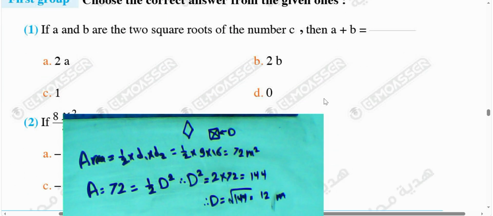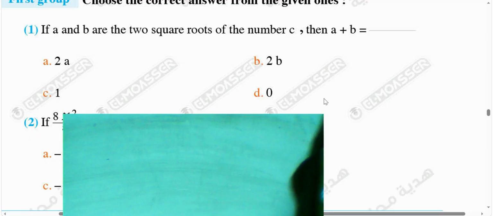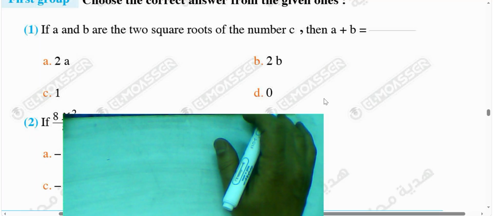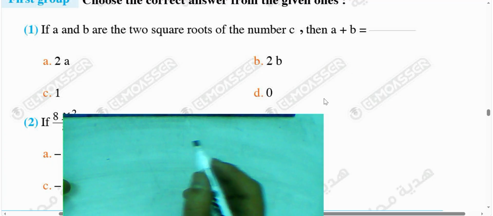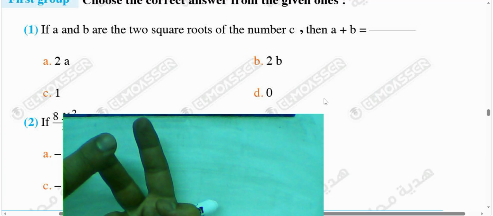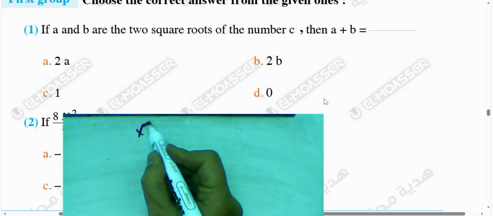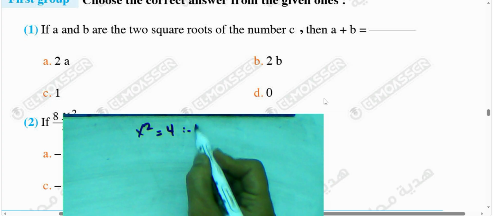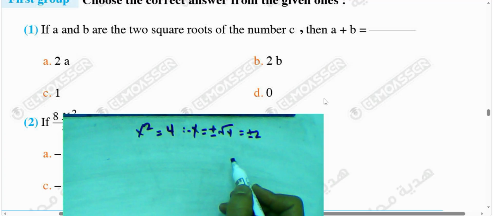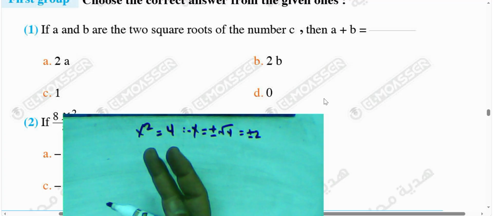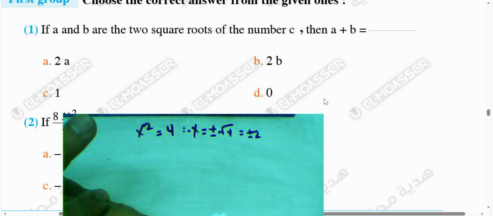A and B are two square roots of the number C. Then A plus B equals 0. Okay? Understood? Listen to me. We have a first and second solution. If you want to find the solution like this, x power 2 equals 4, then x equals positive or negative square root of 4, equals positive or negative 2. Then for any equation with power 2, we have two solutions, positive and negative.